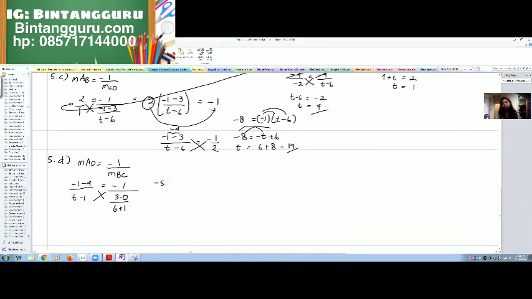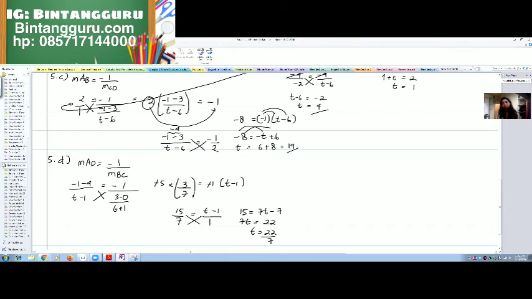So -5 times 3 minus 0, 3 over 7, equal to -1, t minus 1. We could cancel negative and negative, so it will become positive. So this is 15 over 7 equal to t minus 1. Okay, so this is over 1 again. We do cross multiplying. 15 equal 7t minus 7. So this will be 7t equal to 15 plus 7, which is 22. Yeah, so t will be 22 over 7.